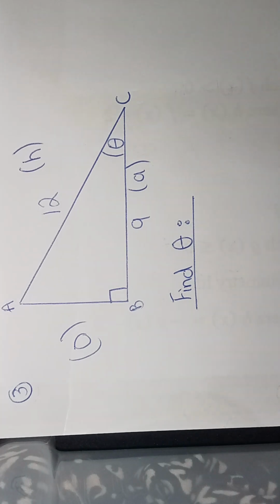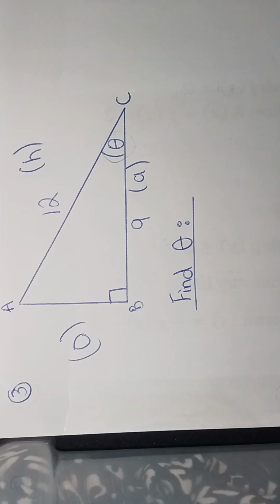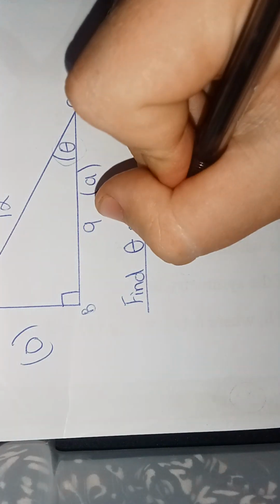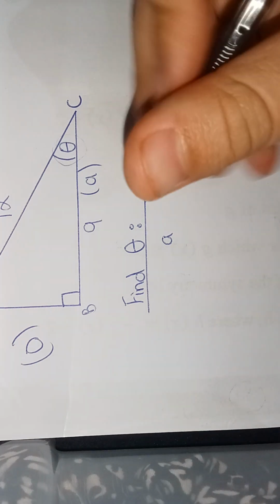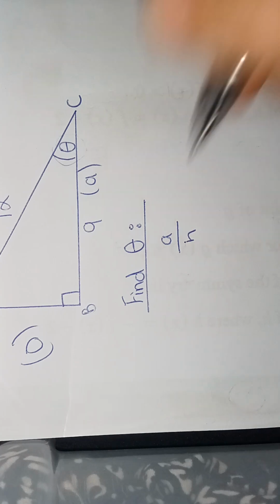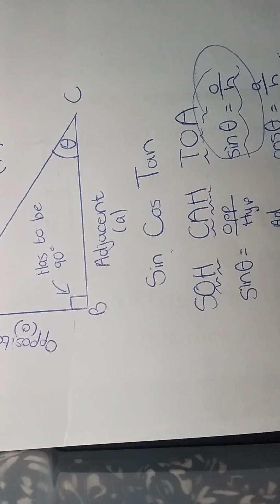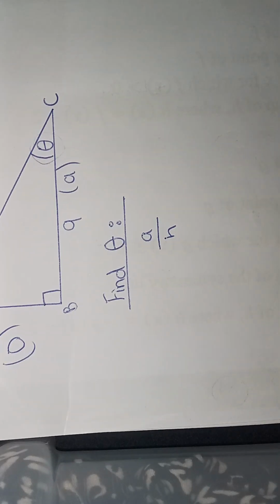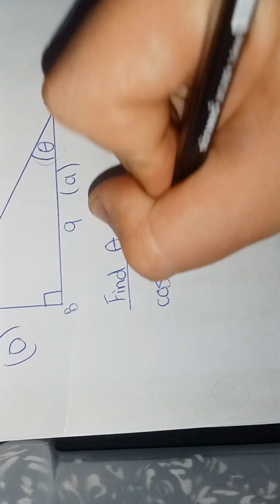They want us to find the value of theta. Now they've given us two sides. They've given us an adjacent and they've given us a hypotenuse. So which one are you going to use? You're going to use cos. So you're going to use cos theta.